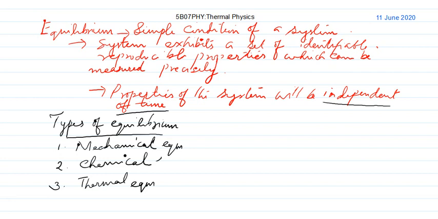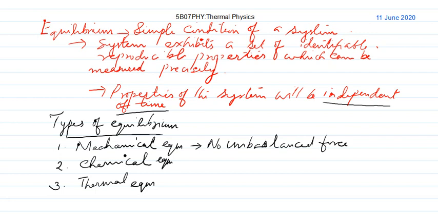Let me add it. Equilibrium. Now, what is the condition for mechanical equilibrium? The condition for mechanical equilibrium is that there should not be any unbalanced force. No unbalanced force anywhere in the system or between the system and the surroundings.